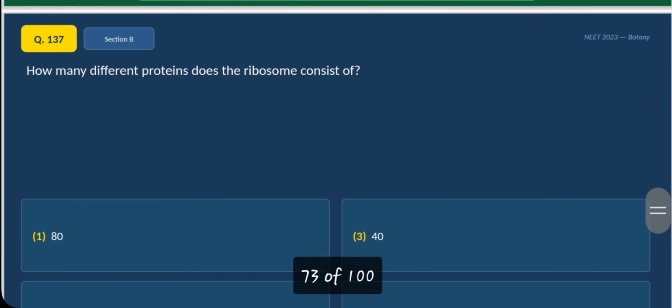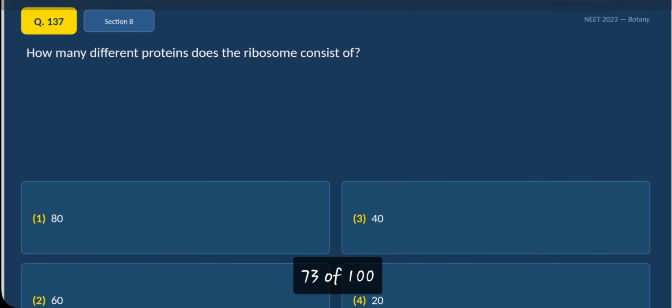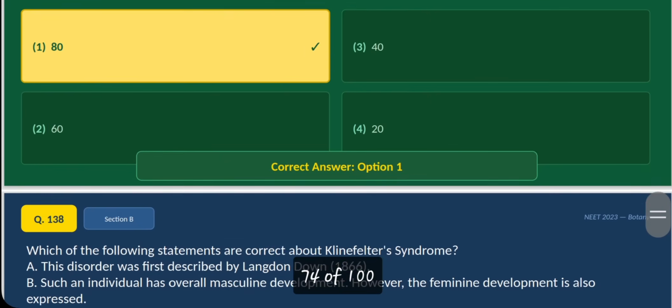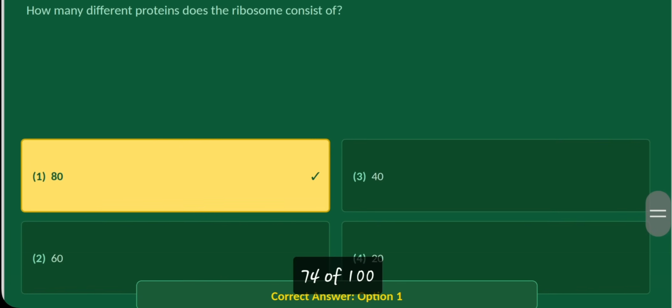How many different proteins does the ribosome consist of? So is it 80 or is it 40 or is it 60 or 20? So how many proteins does the ribosome consist of? The answer is 80 proteins. The ribosomes are made of 80 proteins. The answer to how many different proteins does the ribosome consist of is 80 proteins.